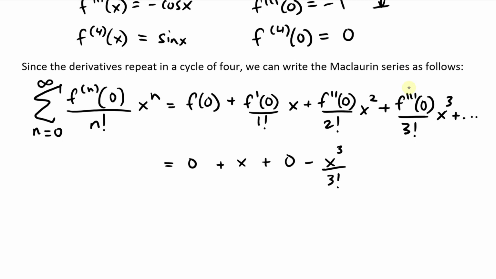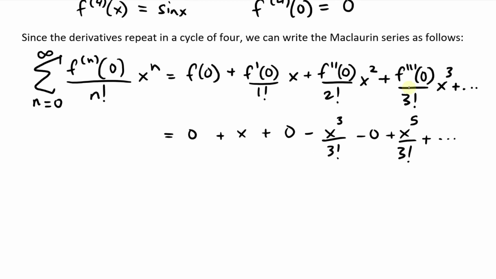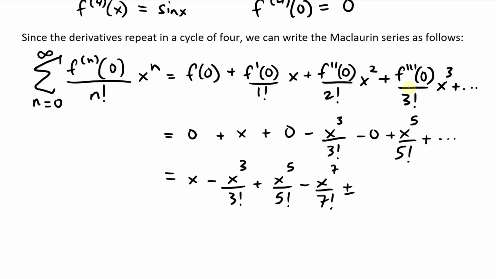over 3 factorial. And then, as you can see, it keeps going on and on. So the next one's going to be a minus 0, which is still going to be 0. Then I'm going to switch to plus, and then plus x to the 5 over 5 factorial. And then it's going to be a plus 0, etc. I'm just going to go dot dot dot. And then removing the zeros, we end up having x minus x cubed over 3 factorial plus x to the 5 over 5 factorial. Actually, yeah, this is not a 3, this is a 5. And then 5 factorial, and then the next one's going to be minus x to the 7, as you see the pattern. And then the next one's going to be plus, minus, dot dot dot.